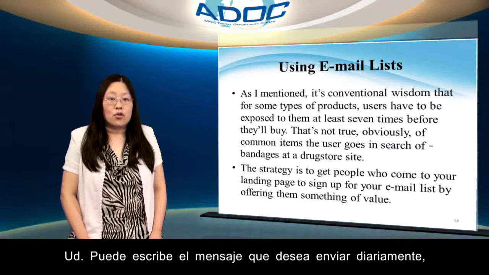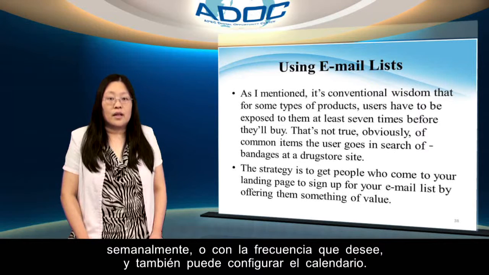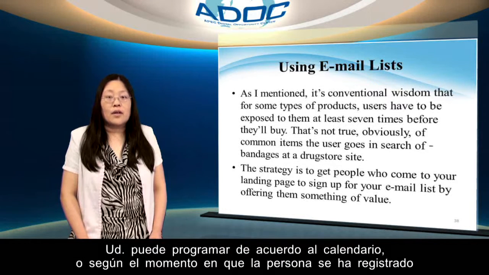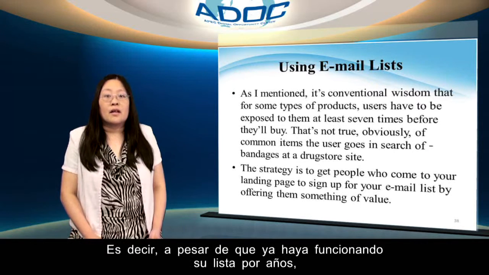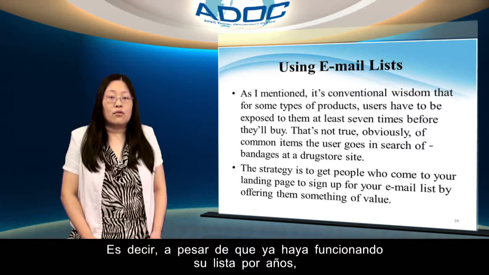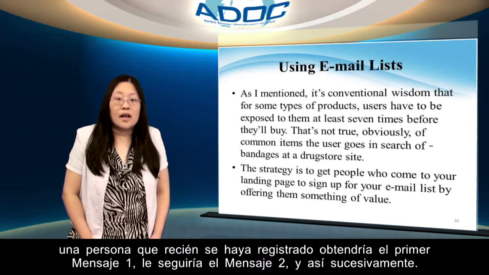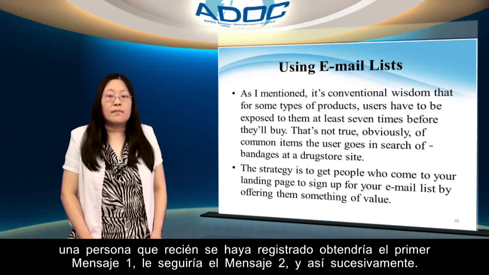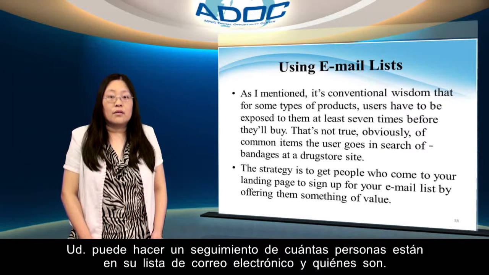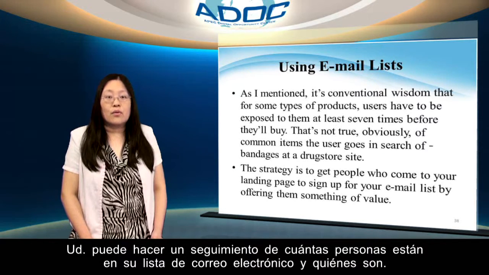You write the messages you want sent daily, weekly, or whatever, and set up the schedule as well. You can schedule according to the calendar or according to when the person signs up. That is, even though you've been running your list for years, a newly signed up person would get message 1 first, message 2 next, and so on. You can track how many people are on your email list and who they are.